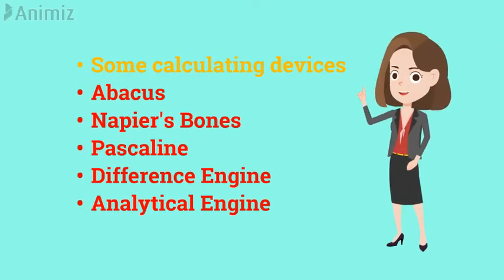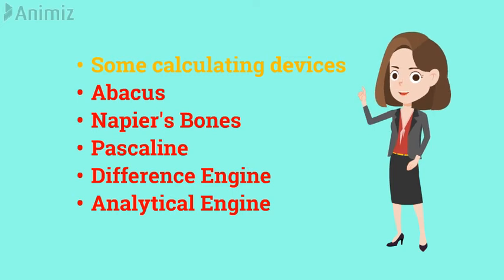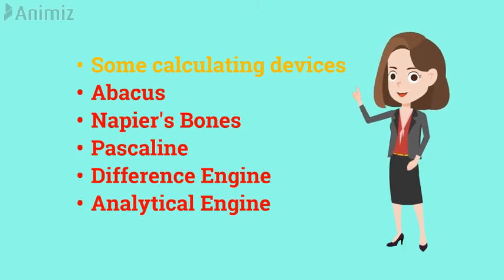Students, in this lecture we have studied the different calculating devices such as the abacus, Napier's bones, Pascaline, difference engine, and analytical engine. So that's all for today.